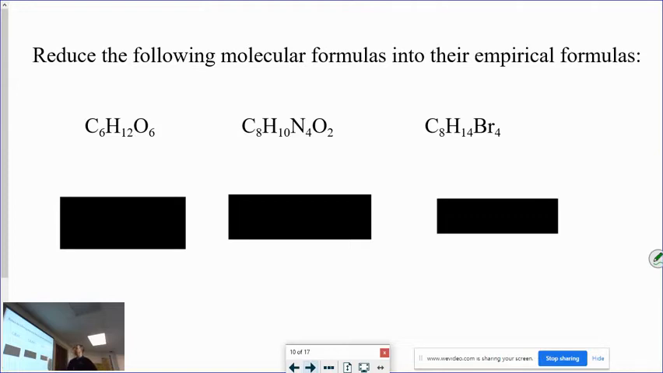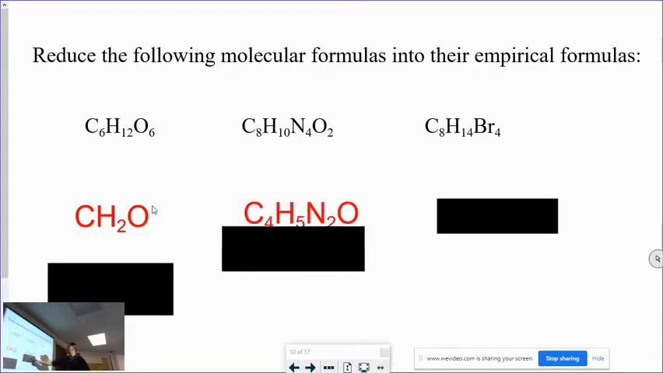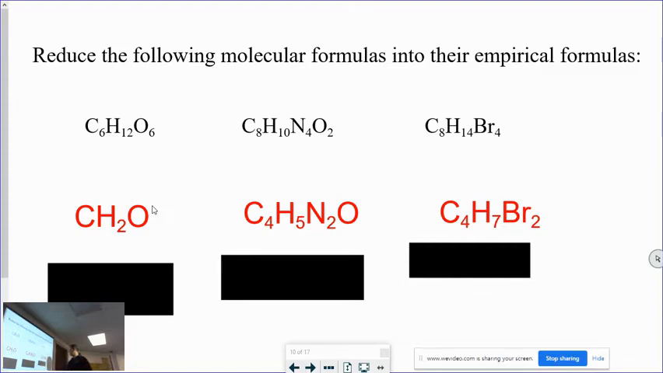Figure out the empirical formulas of these compounds. So pause the video and reduce each of these compounds. So that's that one reduced. You could divide each by 6. This one you divide by 2. And this one you divide by 2 as well. And that's where you get your answers. So empirical formulas are the reduced formulas, the easiest formula. And these are the molecular formulas, the true formulas of those chemicals.